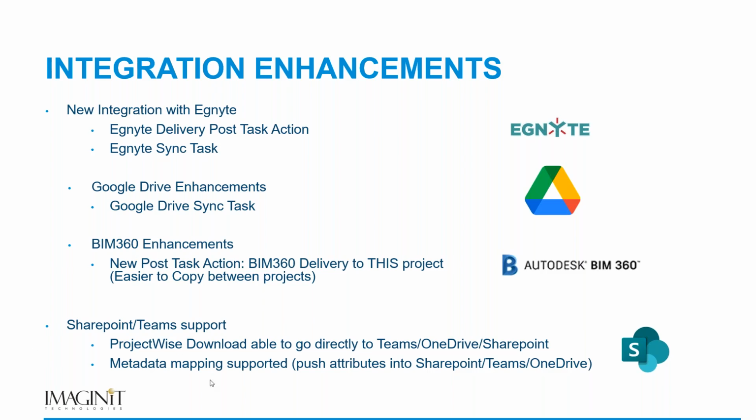And we did add support for metadata mapping. So if you've got attributes that are coming from BIM 360 or from ProjectWise or from any number of places, and you're pushing them into Teams or OneDrive or SharePoint, as long as that attribute mapping has been defined by you, you can map that data and have it go directly into attributes that are defined on the SharePoint side of things. So we hope that people will take advantage of that as well.